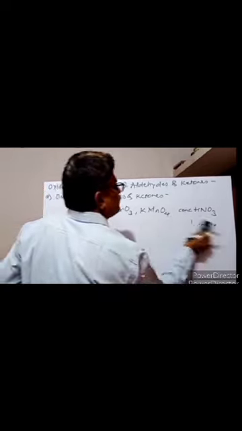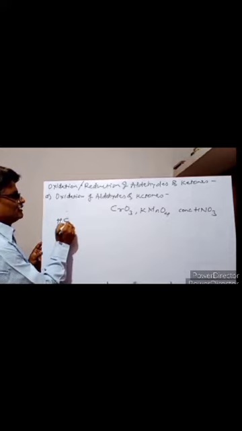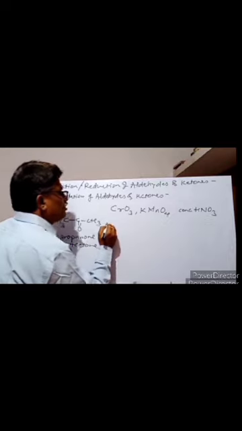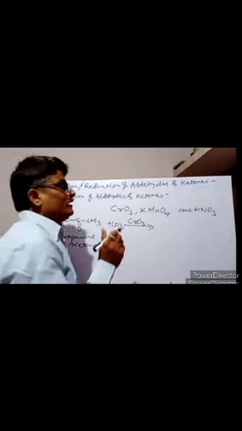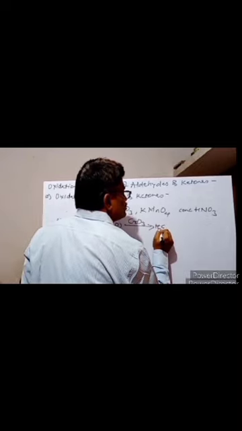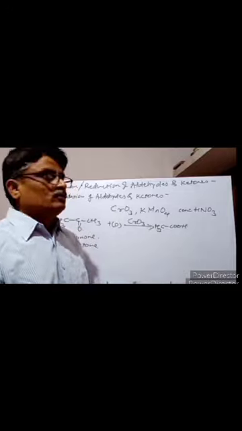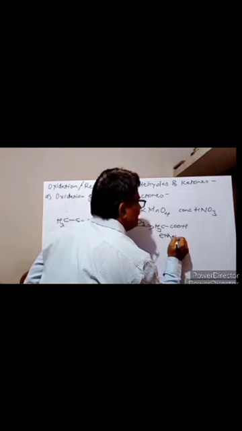Take a particular example of acetone, given like this: CH3, C double bond O, CH3. This is propanone, also called acetone. On oxidation in presence of the strong oxidizing agent chromium trioxide, it gives ethanoic acid, CH3COOH. This is named ethanoic acid.